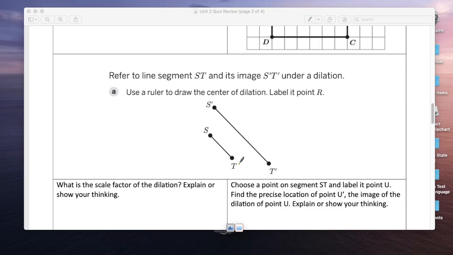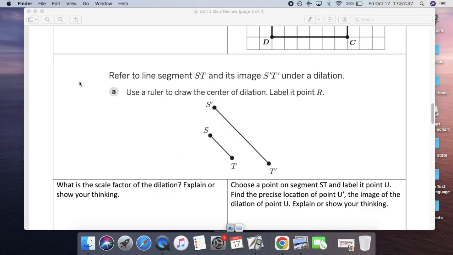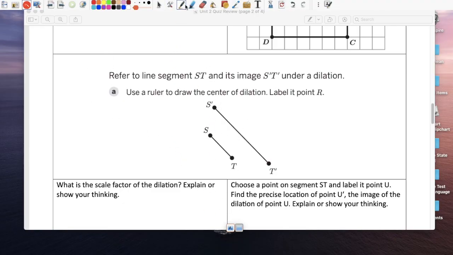Okay, refer to line segment ST and its image S'T' under a dilation. Use a ruler to draw the center of dilation. Label it point R. So again, remember that trick? Remember when I put Daniel and Dylan, this was Daniel, and then Dylan was here. And I asked Sarah to stand, based on their distance, behind Dylan when using a scale factor of 2.